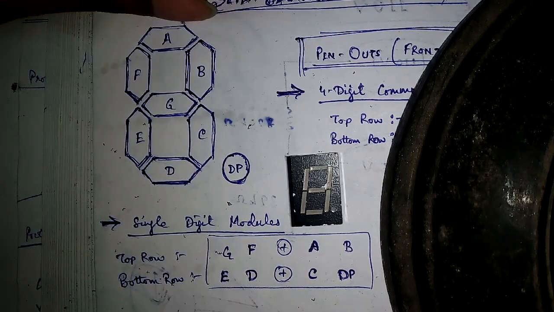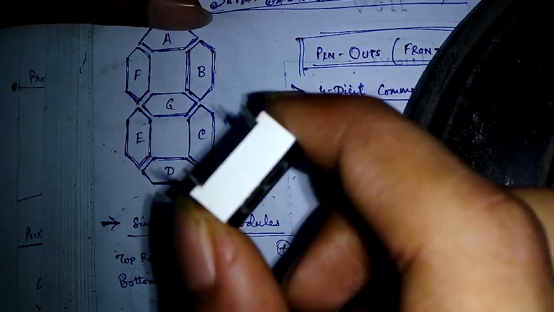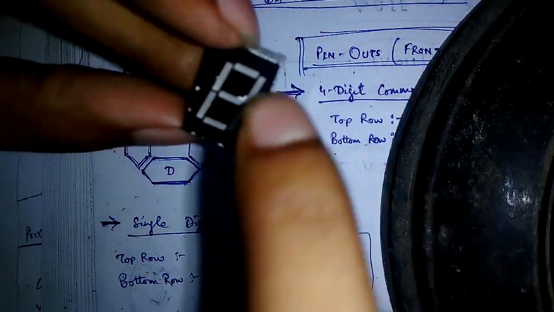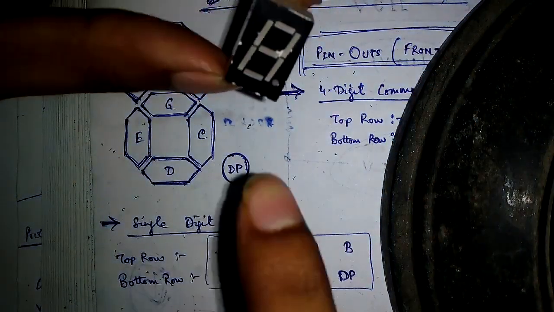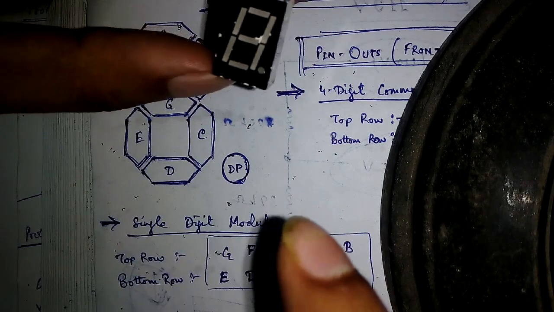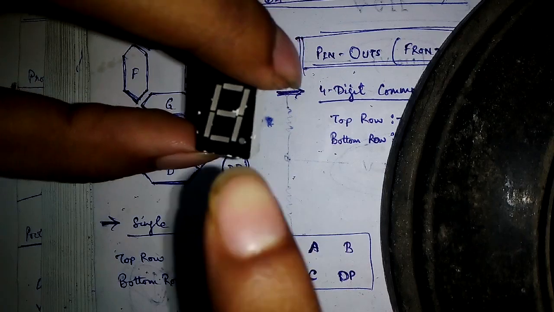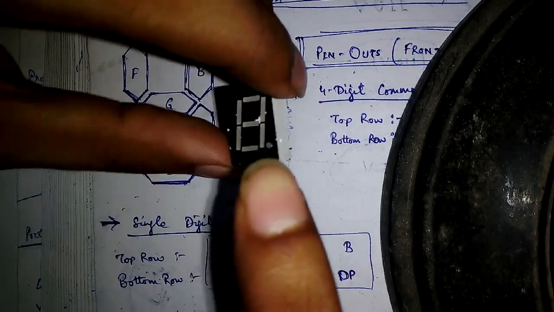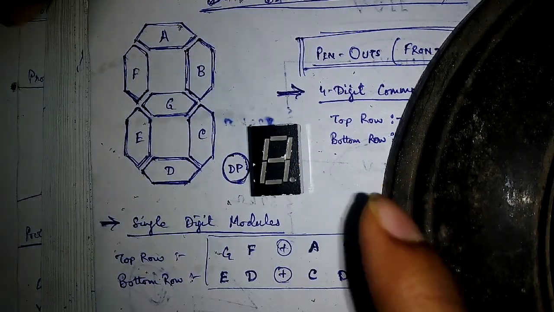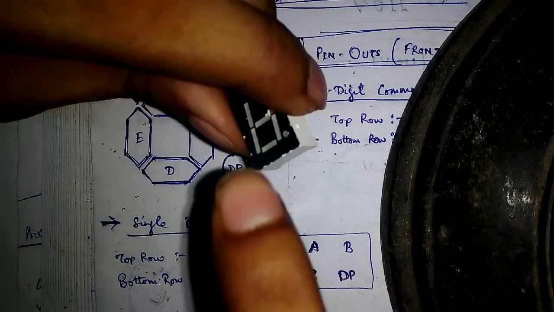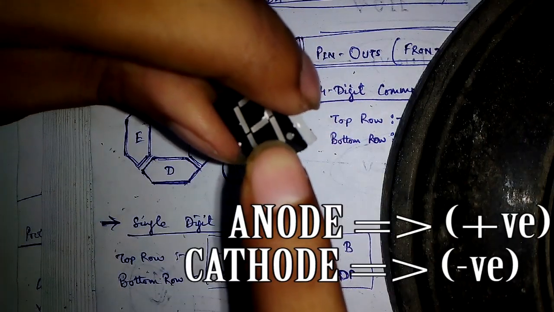So basically there are 2 types of these 7-segment LED displays. The first one is common anode, and the second one is common cathode. Now, what is common anode and common cathode? That is basically the position of the LED, the polarity in which the LEDs are connected. This is a common anode 7-segment LED display.